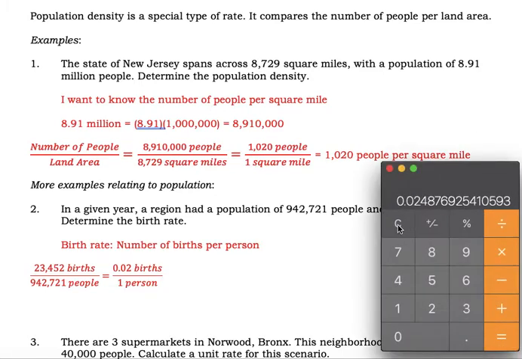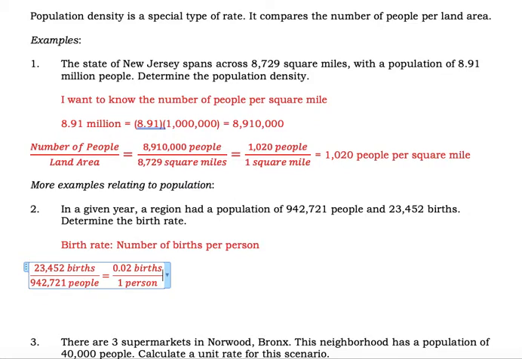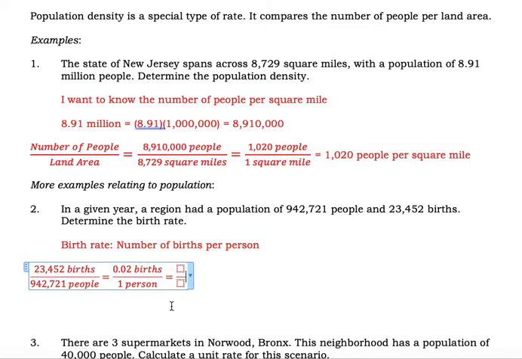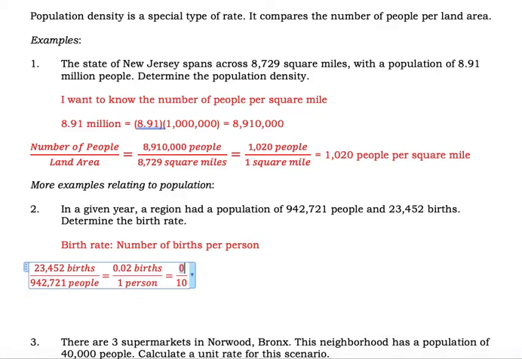For example, if I try multiplying 0.02 by 10, and I do the same to the denominator, let's say I multiply 1 by 10, so now I would say 0.2 births per 10 people. That's still not that helpful to me because, again, this doesn't make any sense. What do you mean there's 0.2 births? That's impossible. So what I'm going to do instead is try multiplying by 100.